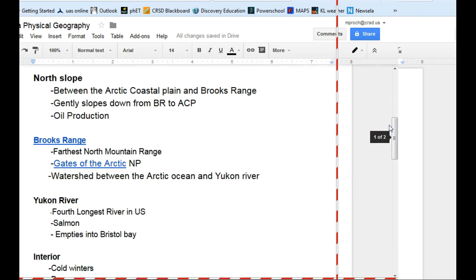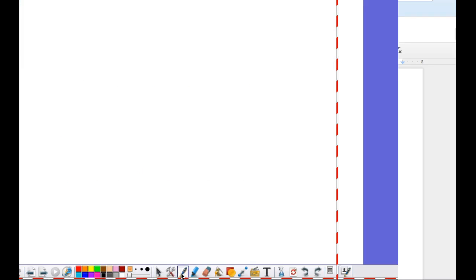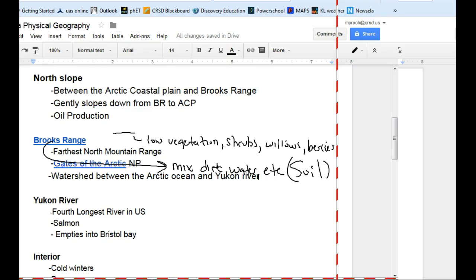So our next area is the Northern Slope, and this just is the area between the Arctic coastal plain, which is talked about, and the Brooks Range, which is a mountain range within Alaska, the northernmost range in Alaska. Okay, and this just is the area that slopes from the Brooks Range down to the coastal plain, and very important to Alaska because of the oil production here.